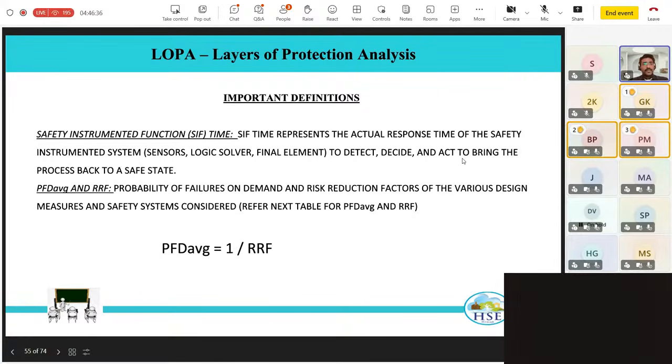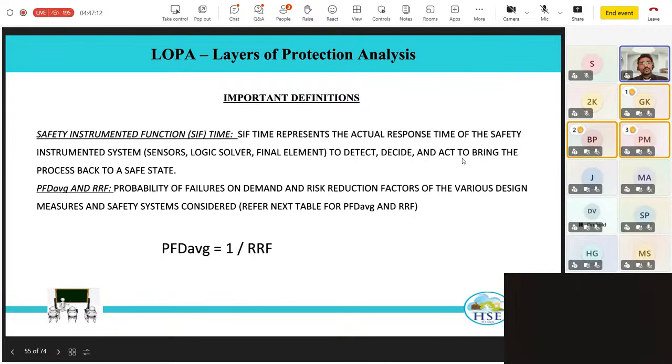Next is PFD average, the probability of failure on demand average. It means what is the probability that an instrument, an instrumented function, or a penultimate safeguard will fail on demand, or what is that average PFD failure, and RRF, that is the risk reduction achieved with this PFD failure. Probability of failure on demand means that when you need a demand, how vulnerable is this instrument to failure, or what is the probability that it can fail?